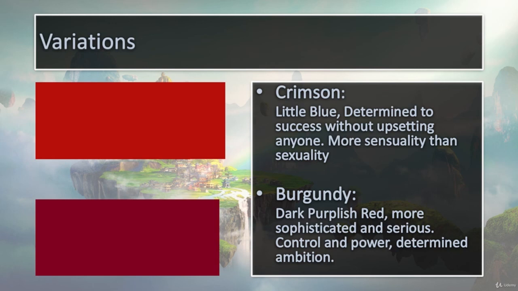Now, looking at burgundy. This is a dark purplish red. More sophisticated and serious. Control and power. Determination and ambition. These are the basic traits that burgundy represents. And this color is phenomenal to use if you're using, such as, a dark-minded boss character, where the character basically is overshadowing. He's very manipulative. He's determined, ambitious, but he also is smart. This would be a great color to use in his color palette to try to emphasize that.